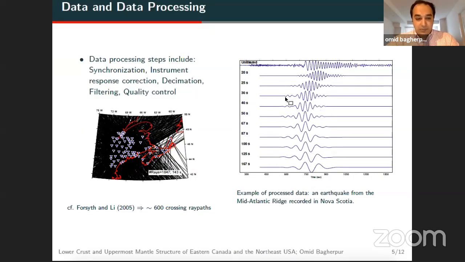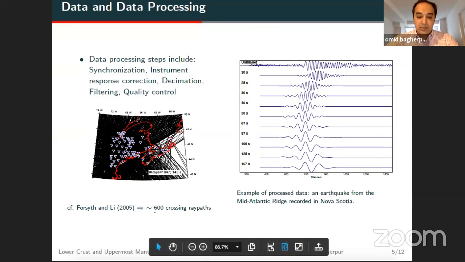After we're done with the processing of the data set, we can plot the Great Circle path maps for each pass band. And for your information, the average number of crossing ray paths in my study area is 3 times the one mentioned in the original paper.